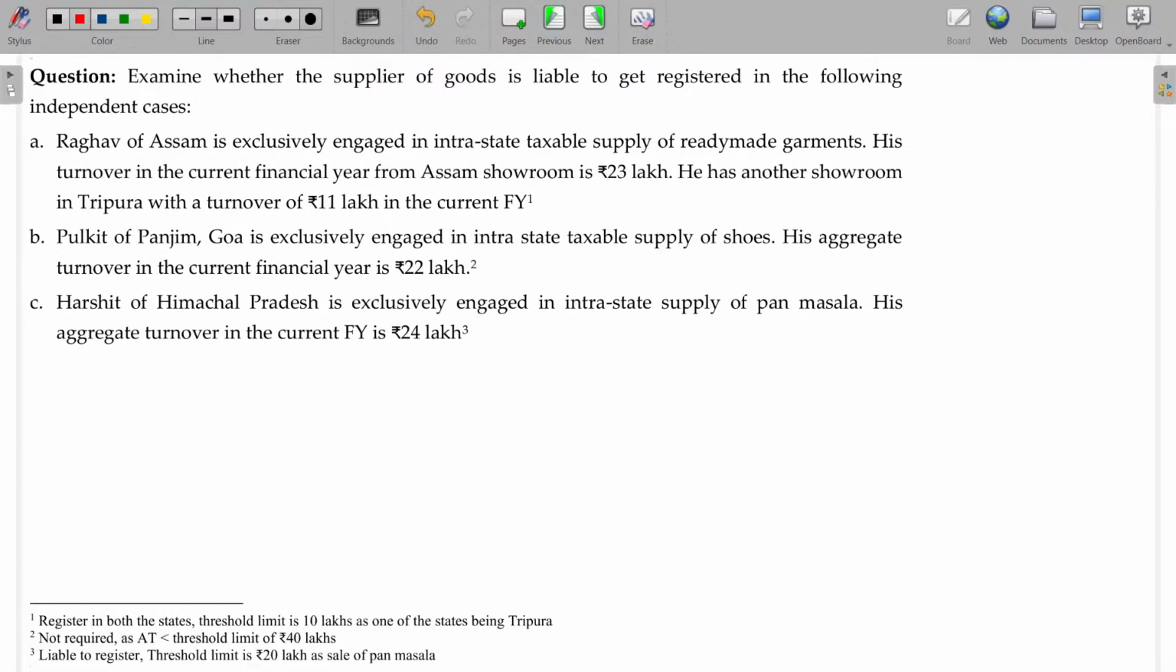Examine whether the supplier of goods is liable to get registered in the following independent cases. Raho of Assam is exclusively engaged in intrastate taxable supply of ready-made garments, goods. So, falls under JA and others. Turnover in the current financial year from Assam showroom is 23 lakhs. He has another showroom in Tripura, 11 lakhs. So, what happens if we add up these two? 34 lakhs. Anyhow, what about the threshold limit? As we have Tripura, MMNT, the limit is only the lower number, 10 lakhs. In this case, 34 lakhs, registration is a must.